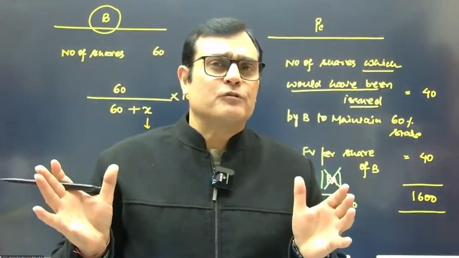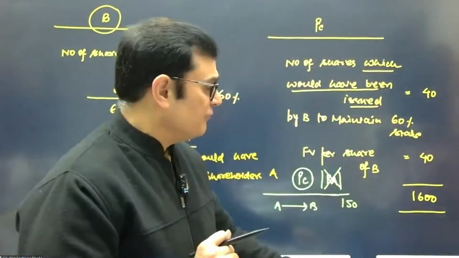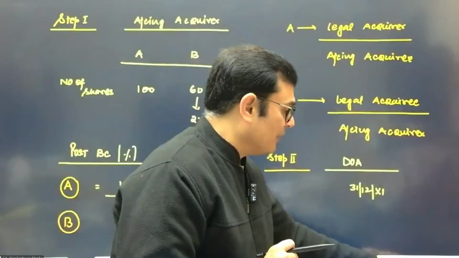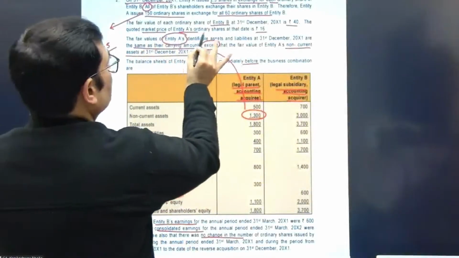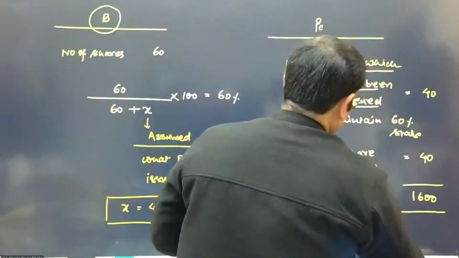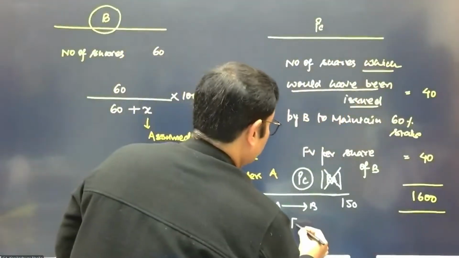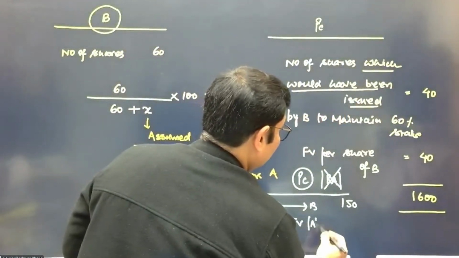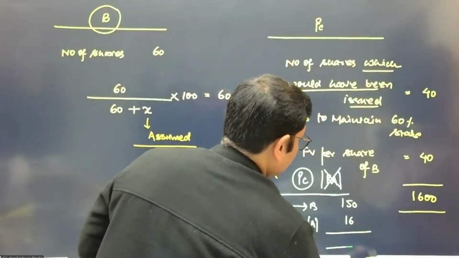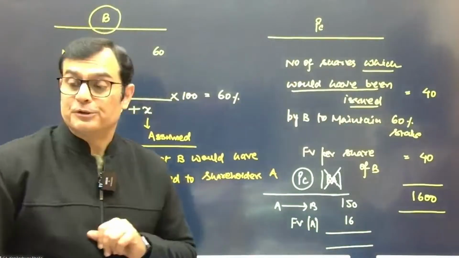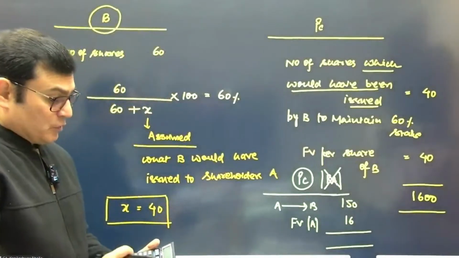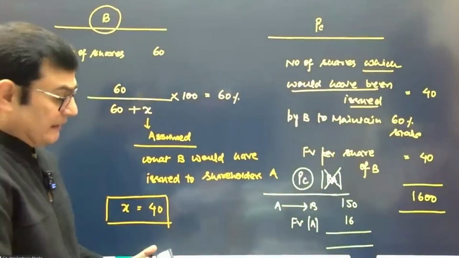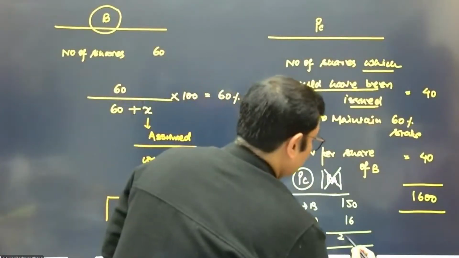So A gave to the shareholders of B a total of 150 shares. And what is the fair value of company A's share? We're given that the market price of A's share is 16. So if you multiply 150 with the fair value per share of company A, that is 16, let's see what the purchase consideration is. That's 150 into 16. I guess it works out at 2400.